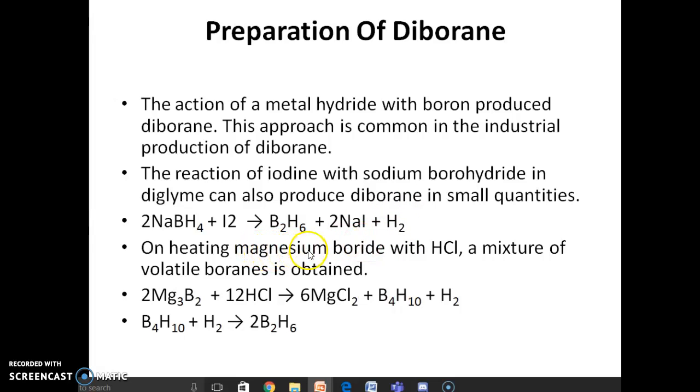On heating magnesium boride with hydrochloric acid HCl, a mixture of volatile boranes is obtained. This is Mg3B2, which is nothing but magnesium boride. In the presence of 12 molecules of hydrogen chloride, it forms 6 moles of magnesium chloride, and a mixture of diborane and the volatile borane B4H10, plus hydrogen gas is released. This, in the presence of hydrogen, gives 2 molecules of diborane.